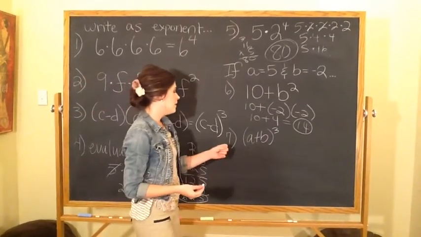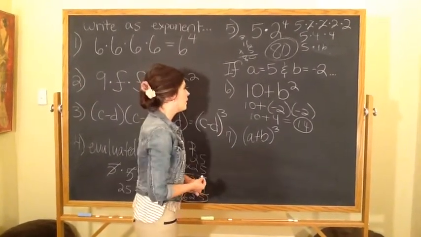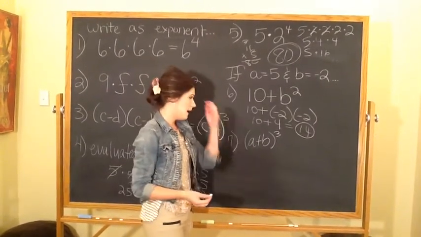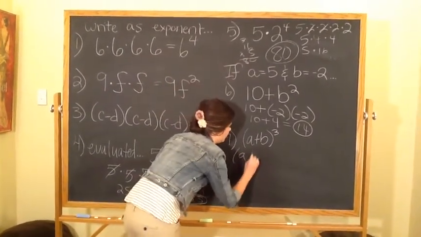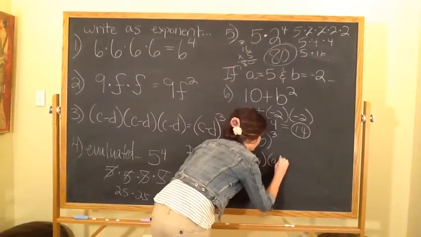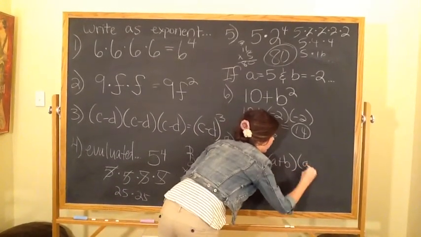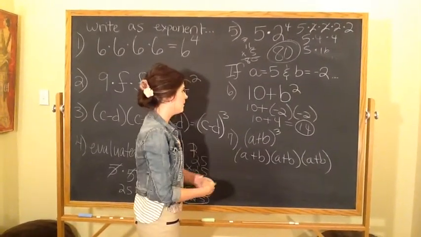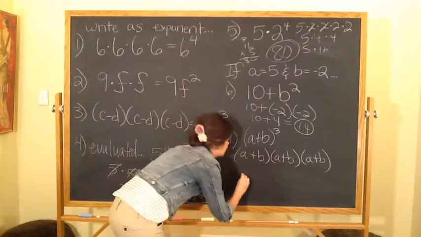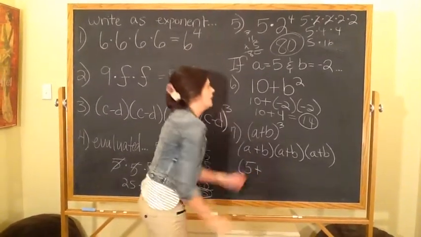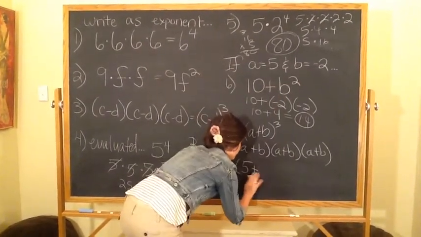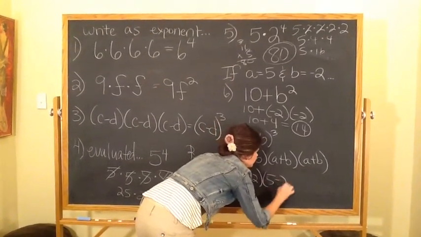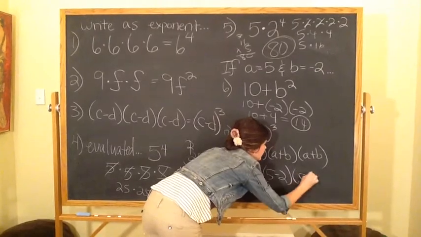Alright, number 7, this one's a little bit different. So we're going to have to plug in a number for A, a number for B, add, and multiply. So we're going to have A plus B, A plus B, A plus B. So we're going to go ahead and write it out just so we know how many times we're multiplying it out. 5 is A. So 5 plus, and then b is negative 2. So it's going to end up being 5 minus 2 times 5 minus 2 times 5 minus 2.